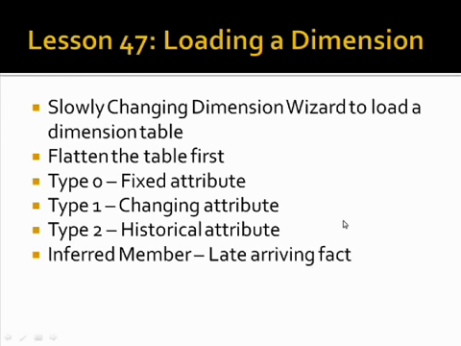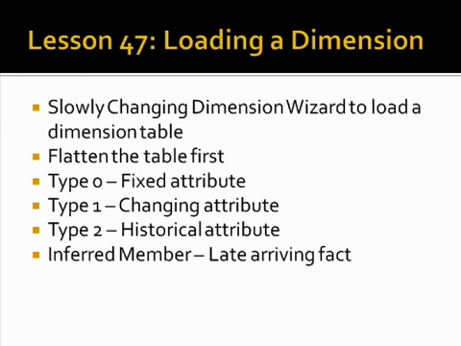A type 1 column will basically overwrite the history, so we're not going to keep track of any history. It's called a changing attribute. So if the address line 1 column changes from apartment A to apartment B, you won't keep track of any history. Lastly, type 2 columns are historical changes, meaning that if I move from apartment A to apartment B, I will create another row and expire the old row.